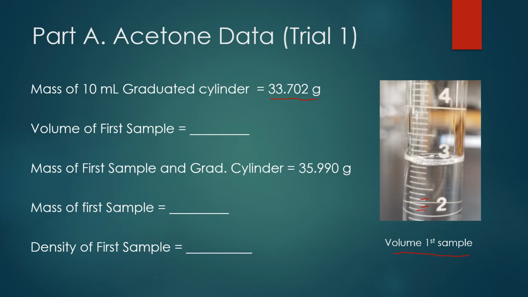Next, we take that 3 mils of acetone in the graduated cylinder and we bring it back to the scale. We then mass it again. So now the second mass we have is 35.990 grams, which is of the graduated cylinder plus that 3 mils of acetone.